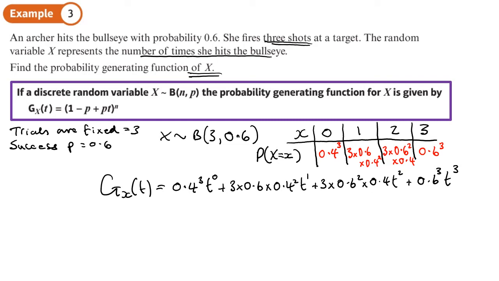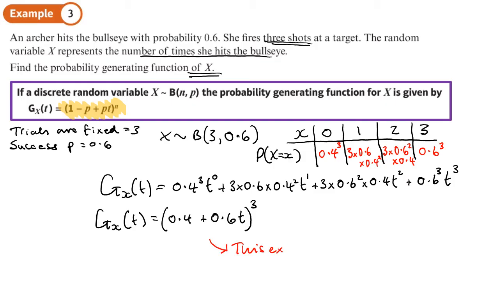Now from this we can actually write it in the format which is basically this. It can look like that, because this comes from expanding 0.4, which is 1 minus p, plus 0.6 t to the power n. Remember our probability of success is 0.6, and n in this case is 3. And if we expand that, this expanded gives us what we had in the previous step.